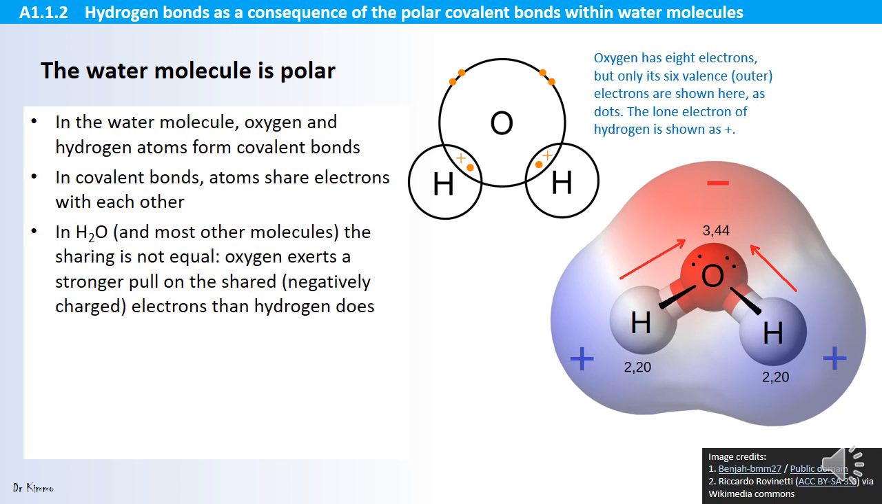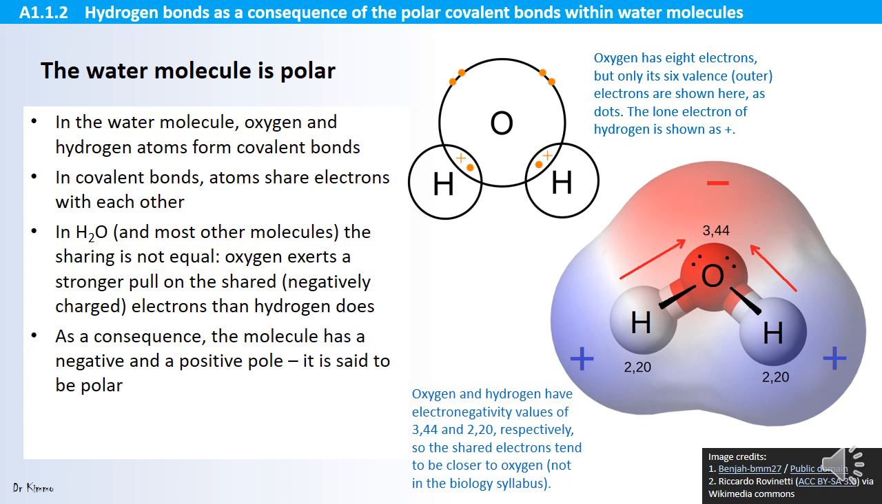In water and most other molecules, this sharing is not equal. Oxygen exerts a stronger pull on the shared negatively charged electrons than hydrogen does. And as a consequence, the molecule has a negative and a positive pole. It is said to be polar.